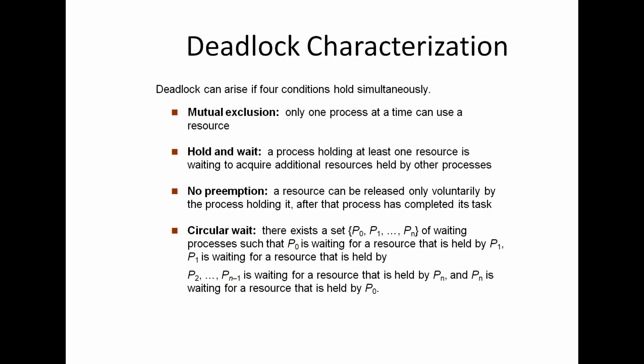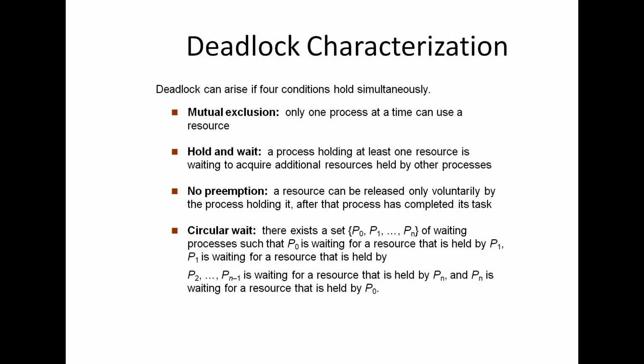The second condition is hold and wait. Hold and wait means a process that is already holding at least one resource is waiting to acquire an additional resource held by another process. For example, assume that we have 2 processes, P1 and P2. P1 is already holding one resource, but it is waiting to acquire an additional resource. In that case, you may have the possibility of deadlock. That situation is called hold and wait.